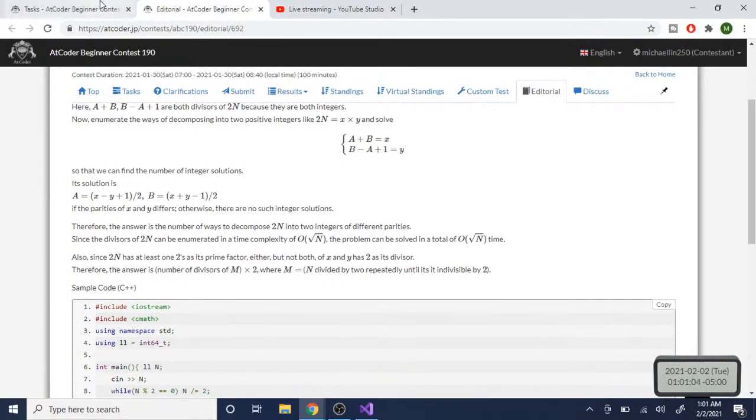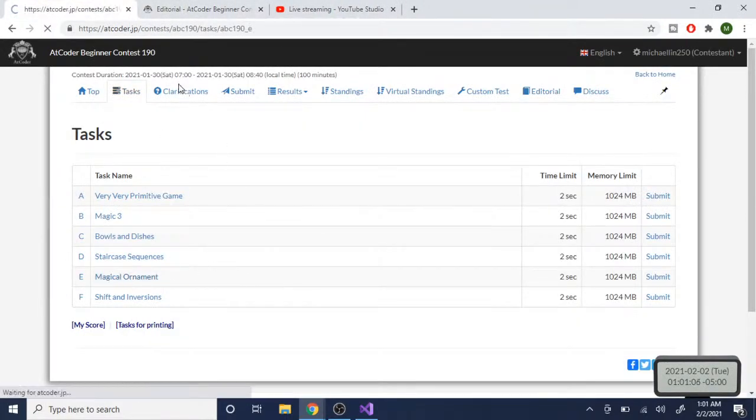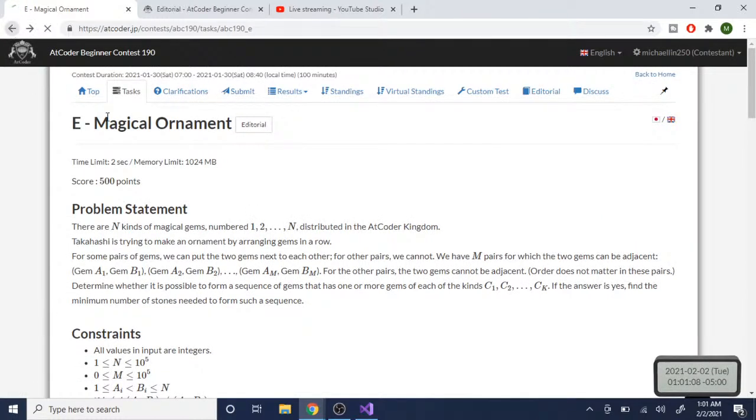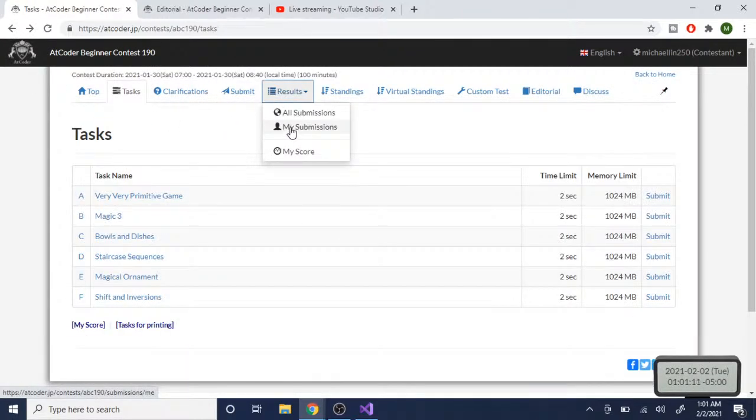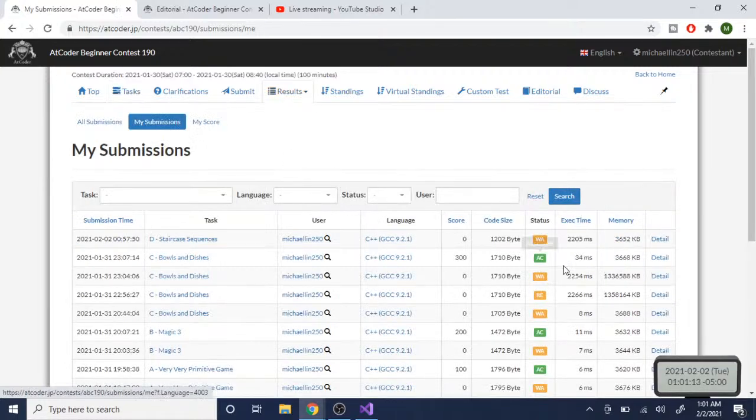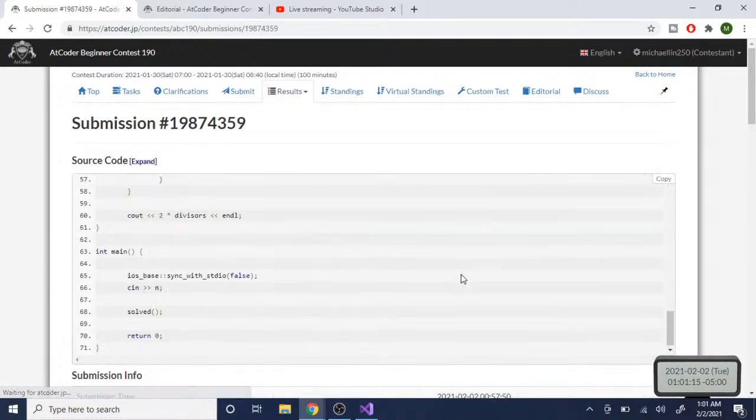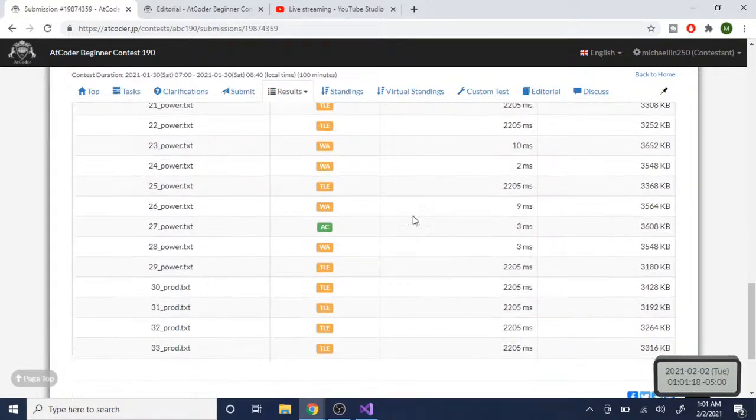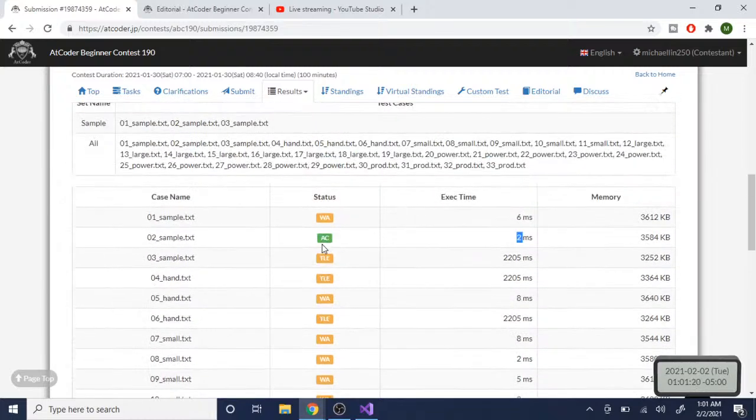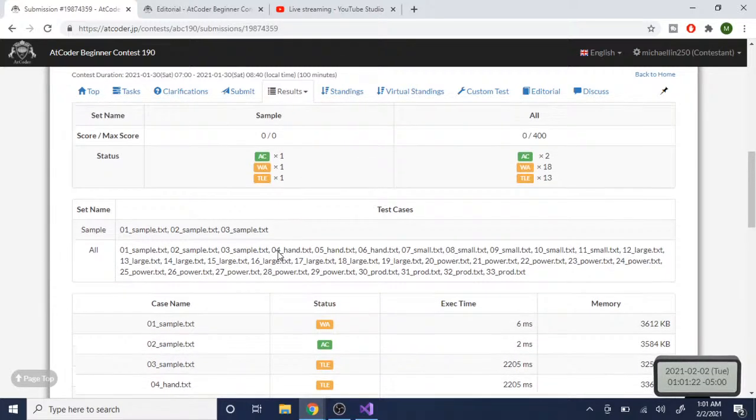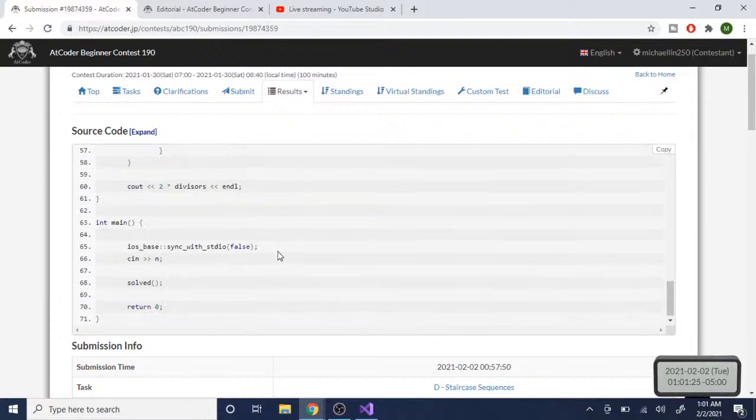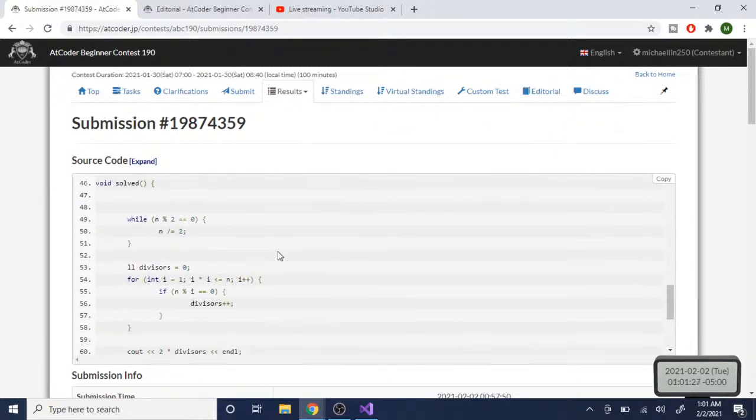Oh yeah, what was my submission? Ah, that's E. Did I get all of them wrong? I got 1 AC. I got TLE on the samples. The second one I got AC. Okay, so this is not how you calculate the number of divisors. Pretty sure it is, right?